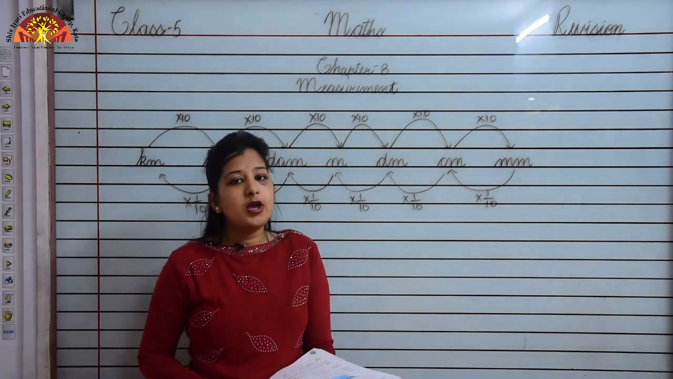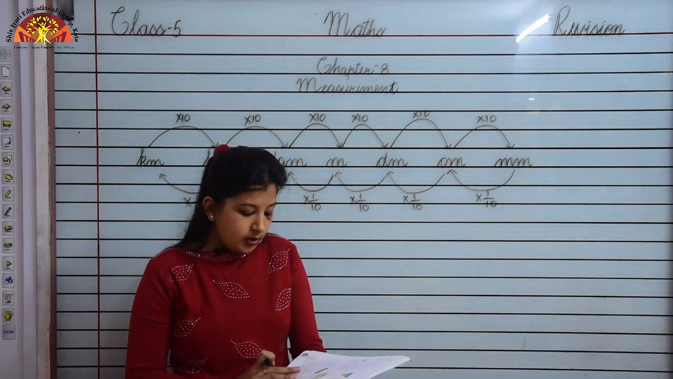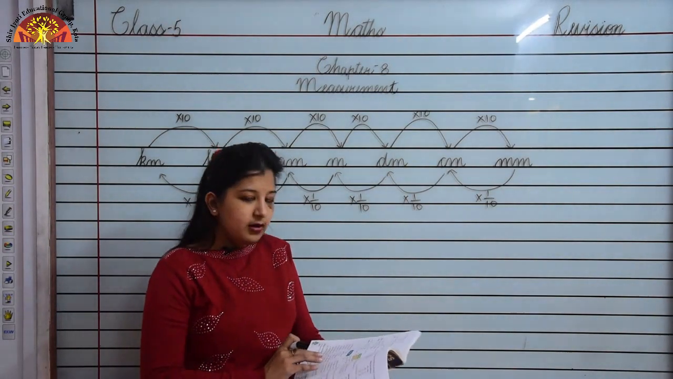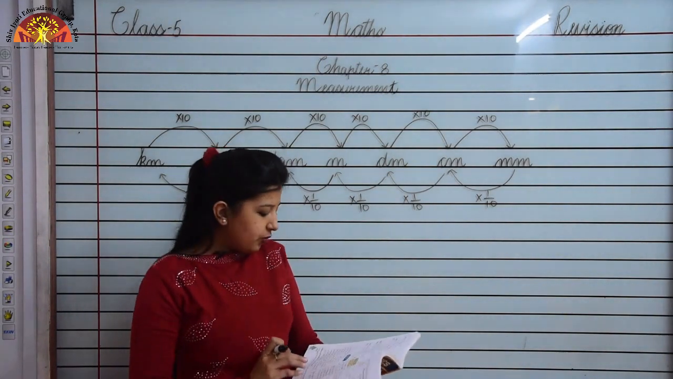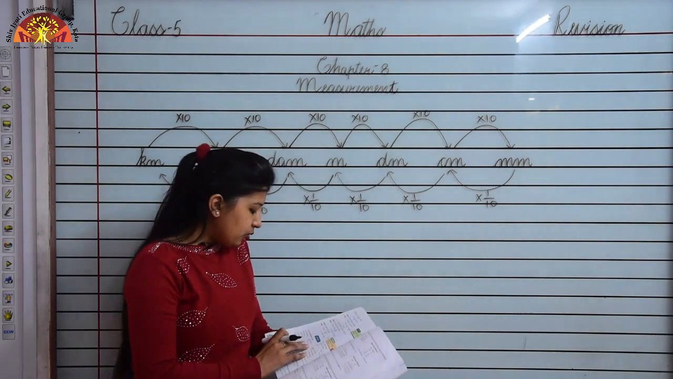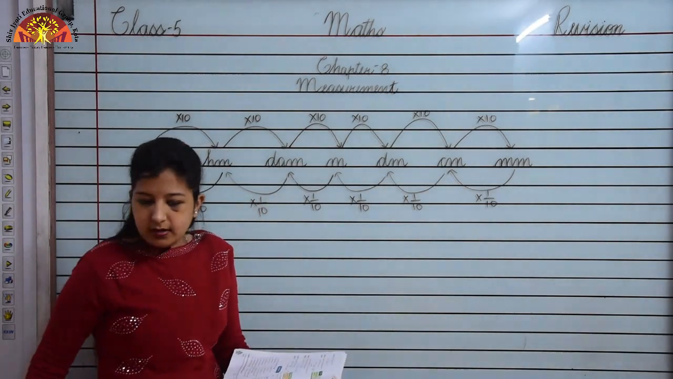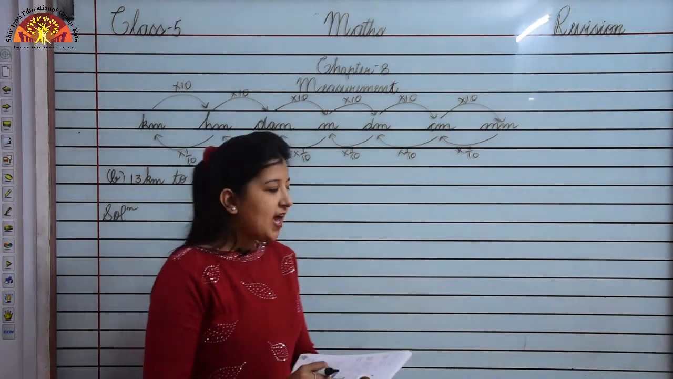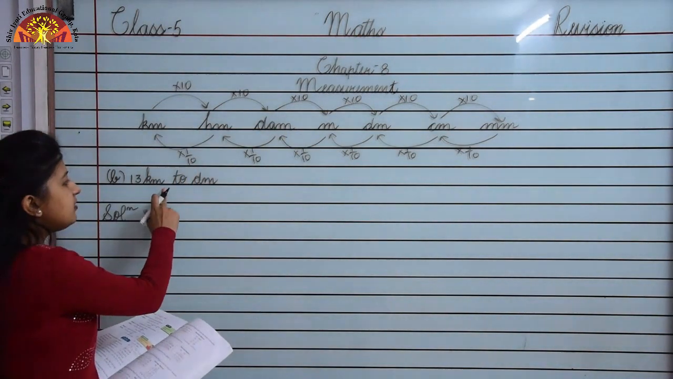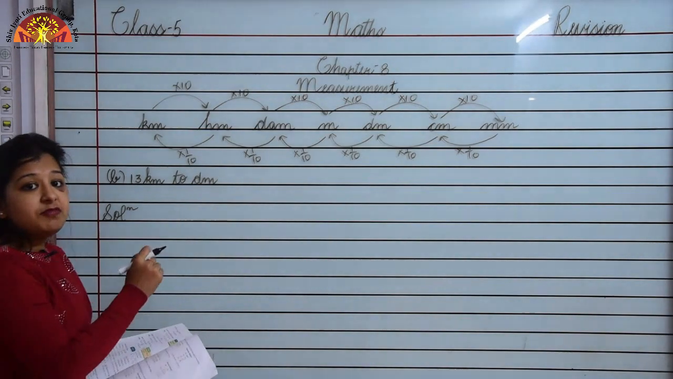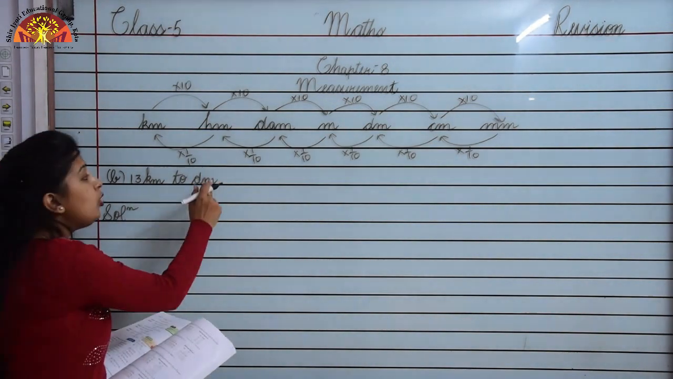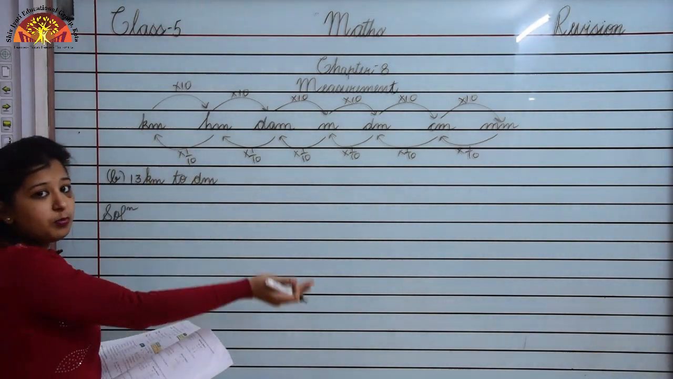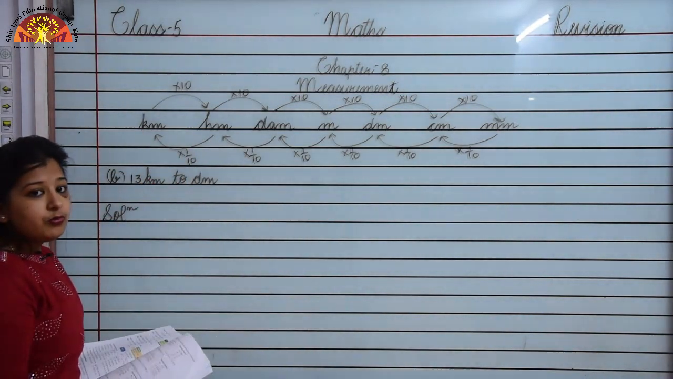Fine. Now we are going to do the exercise number 8.1, which is on page number 114. So students, we are going to do B part of question number 1. In B part of question number 1, we have 13 kilometer to decimeter. It means we have to convert the kilometer into decimeter. It means we are converting bigger unit to smaller unit. So what we have to do?